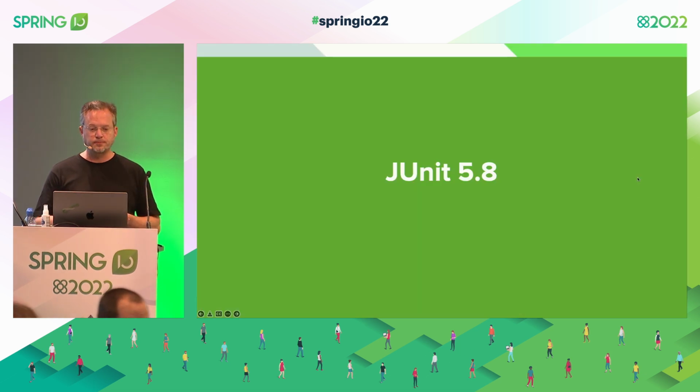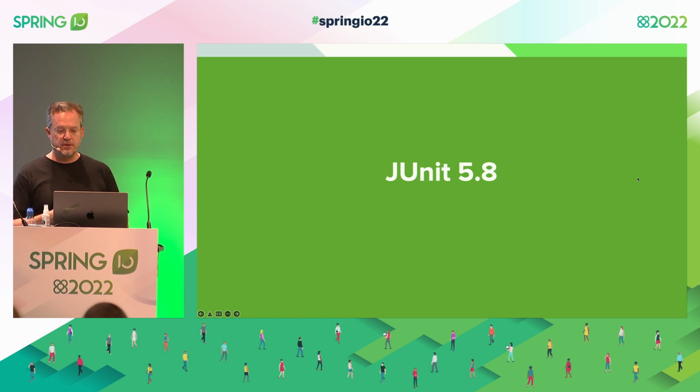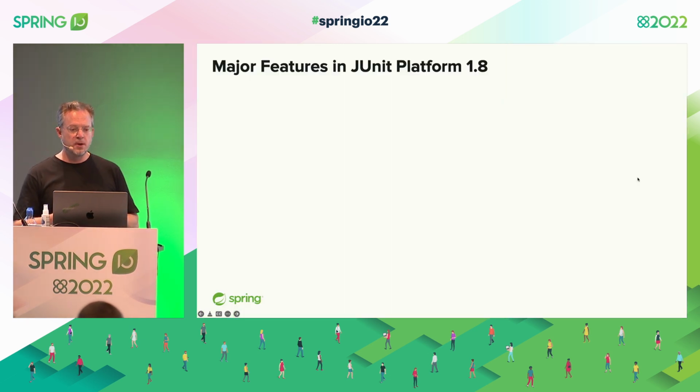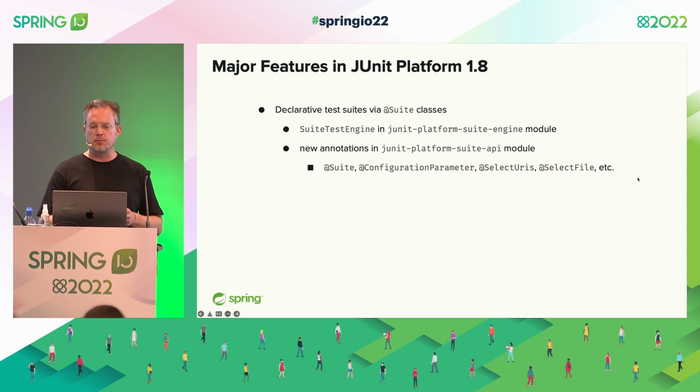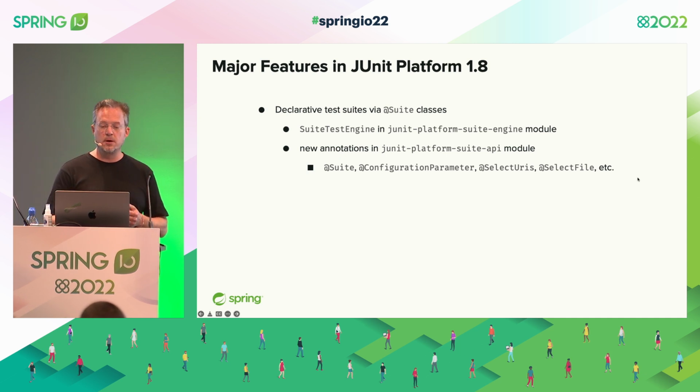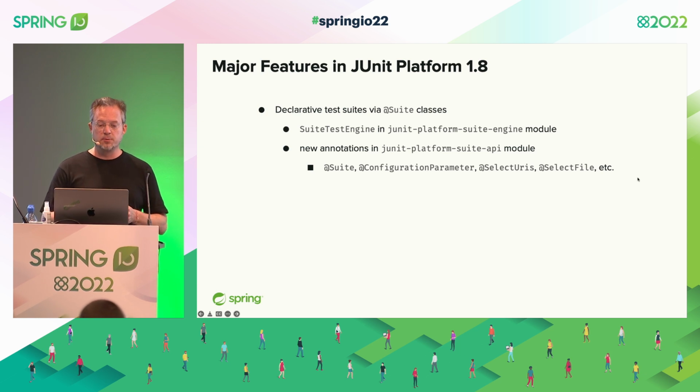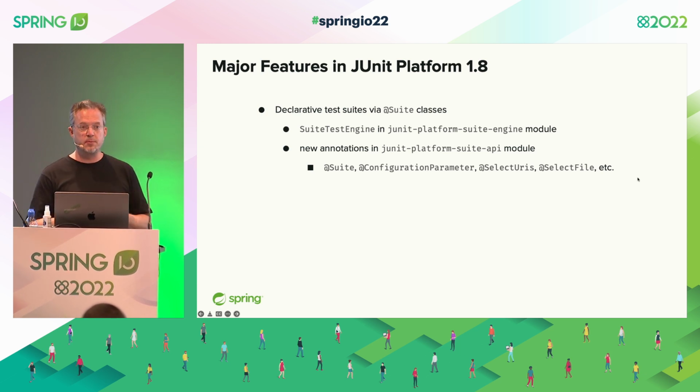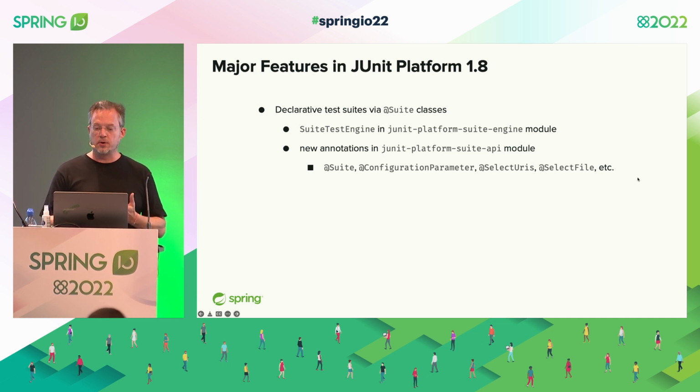So JUnit 5.8 has been out since late last year. Some of the major features in the platform, so we'll focus on the platform first and then on Jupiter and the programming model. One big new feature is support for what we call declarative test suites with a new @Suite annotation. There's a new suite test engine in the junit-platform-suite-engine module that you can include in your build, and there are new annotations in the API for that as well. So there's this new @Suite annotation, but there's also some other ones like @ConfigurationParameter, @SelectUris, @SelectFile, etc.